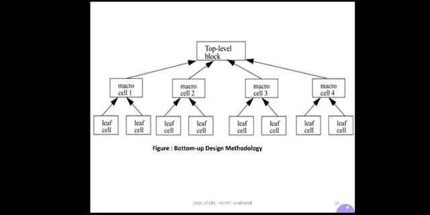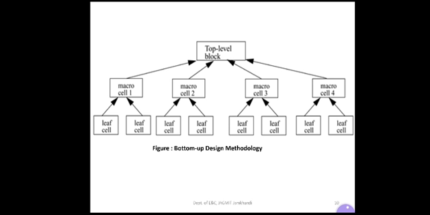A number of these basic building blocks are connected together to create a macro cell. There are multiple macro cells available here: macro cell number 1, 2, 3 and 4. That is, we build bigger cells by using the leaf cells. The leaf cells are the basic building blocks, and using them we build bigger cells, which are called macro cells.